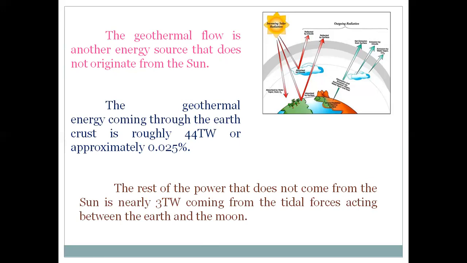The rest of the power that does not come from the sun is nearly 3 trillion watt, coming from the tidal forces acting between Earth and the moon. We know there is a gravitational force of attraction between the sun and the moon, and of course the sun and earth also. Due to the attractive force between earth and moon, tides are exerted on the ocean. By using these tides, we can produce energy, which is called tidal energy.